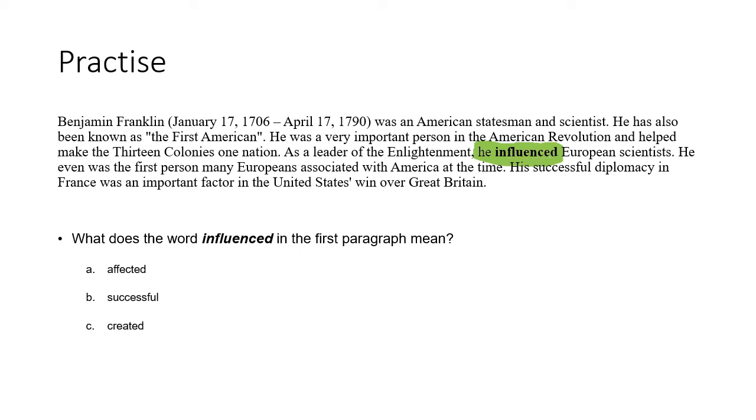Step 1, read the whole sentence. As a leader of the Enlightenment, he influenced European scientists. So let's think, where is the word influenced? Well, it's coming after the word he, and it's coming before European scientists. He is going to be the subject, the European scientist is going to be the object, so influenced must be the verb in this sentence.